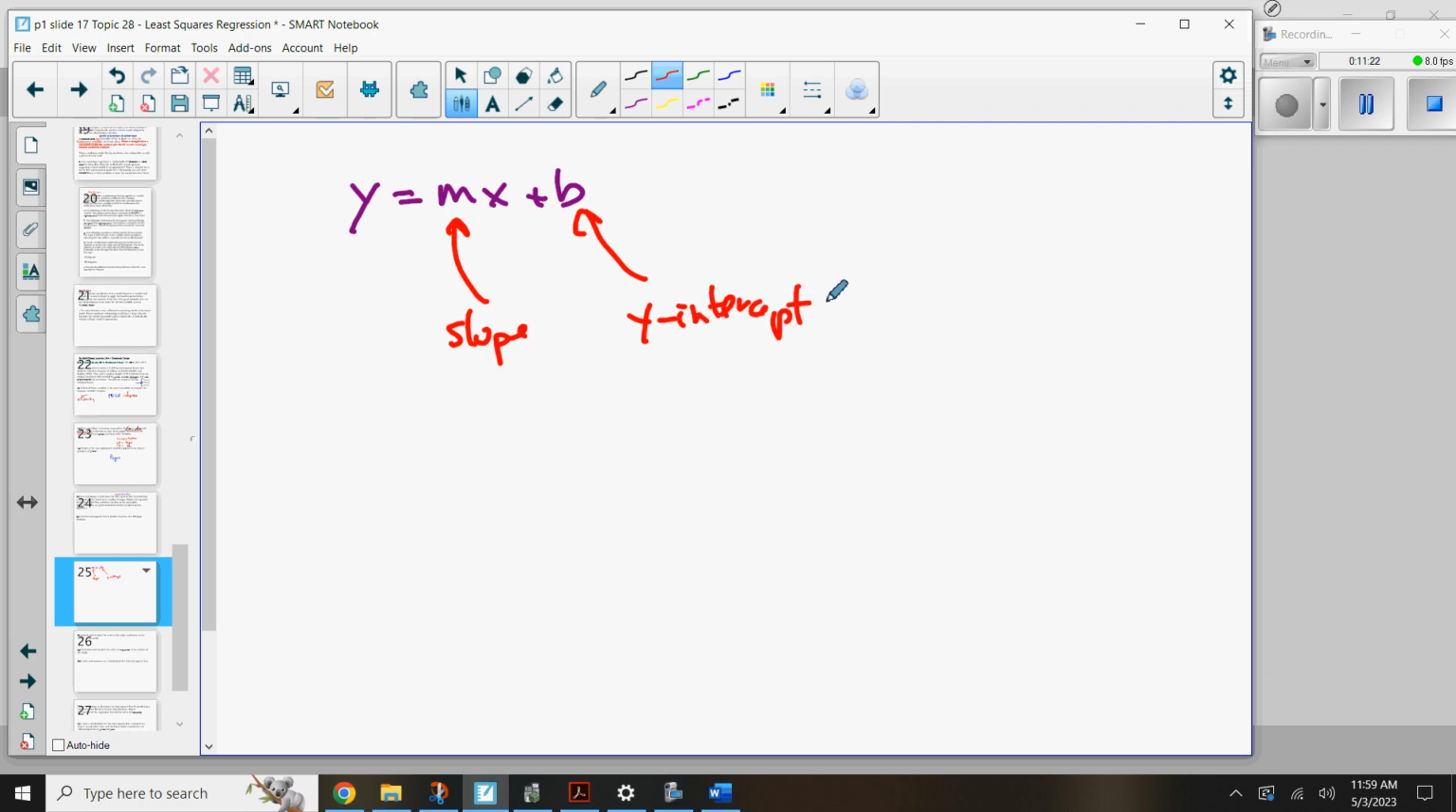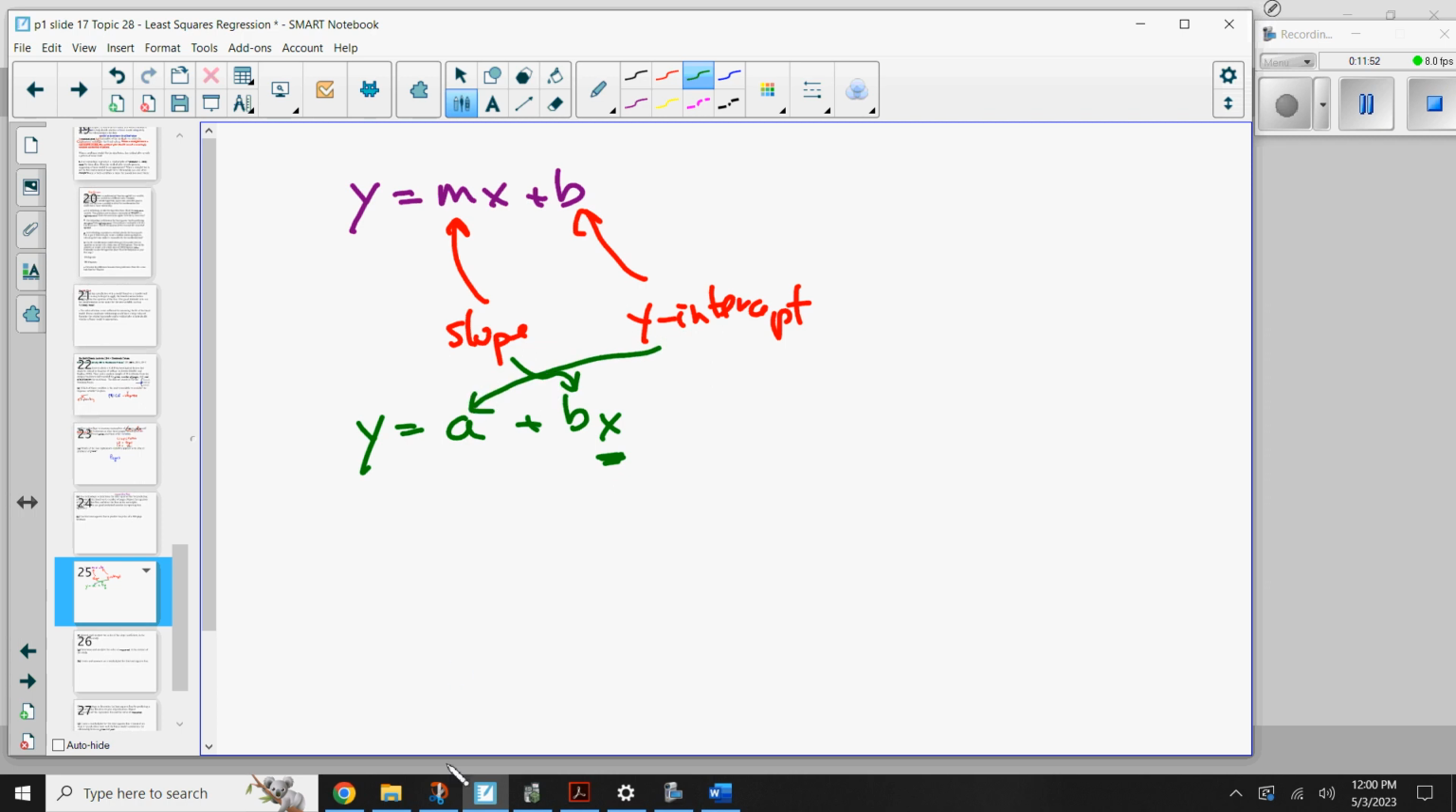Now, in stats, again, for some reason that I don't really know, we put it as y equals a plus bx. It's very similar. The b, though, is the slope, because you can see it's attached to the variable here, and the a is the y-intercept. And you will find this on your calculator.